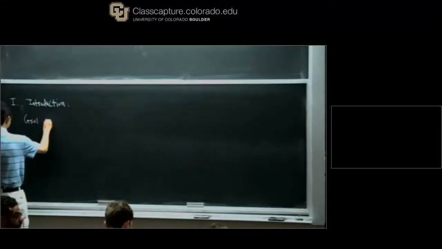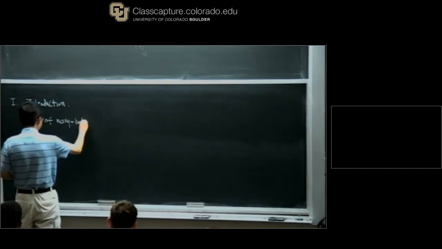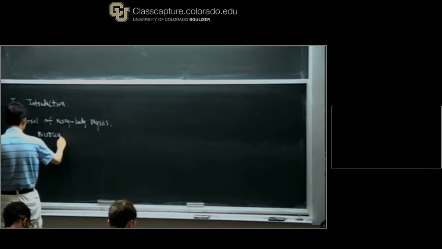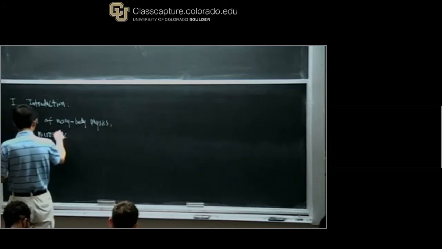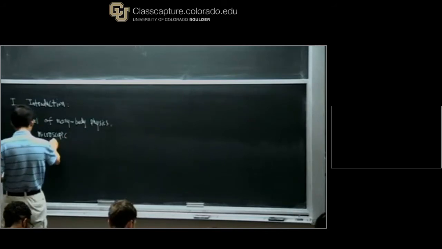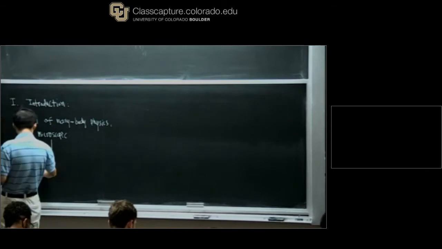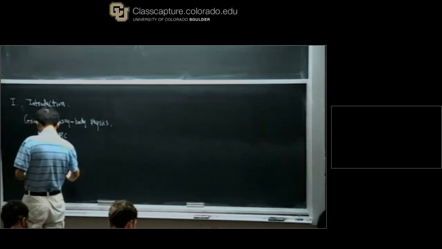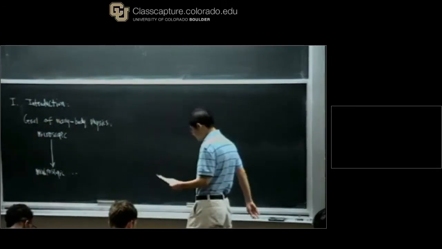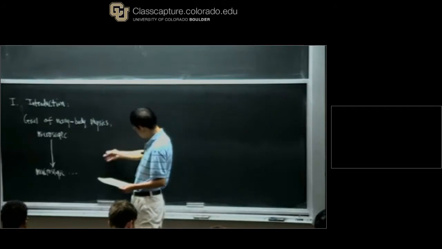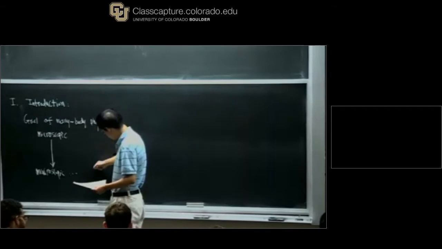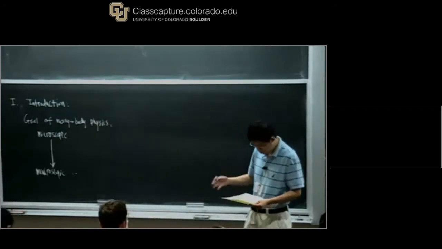So the goal of many body physics is to start with some microscopic description, and then suppose we know the exact Lagrangian, for example, for electrons in a metal, and we want to predict or explain macroscopic phenomena. So this is essentially the goal of statistical physics, kinetic physics, etc. Except that this task is almost always impossible if you want to do it directly.